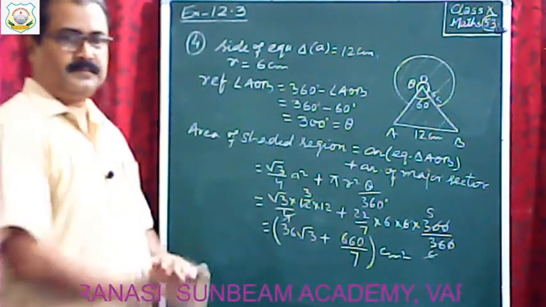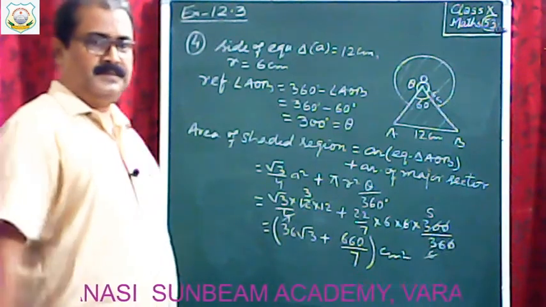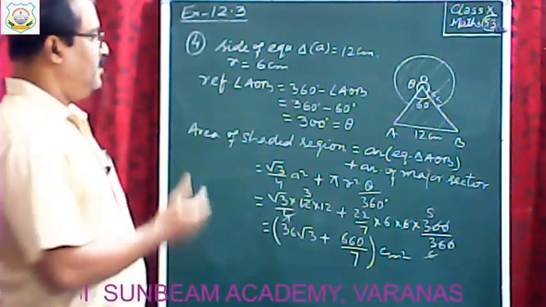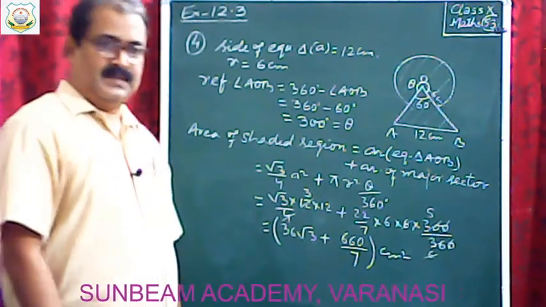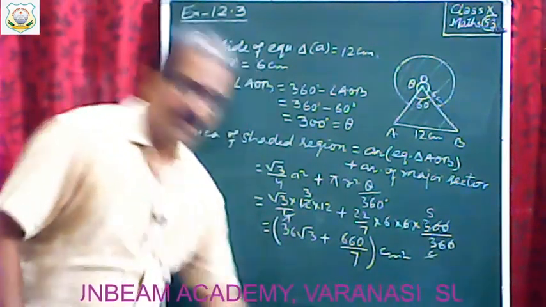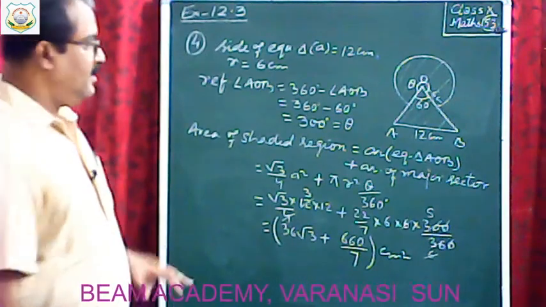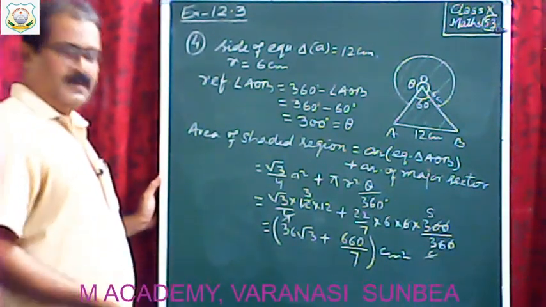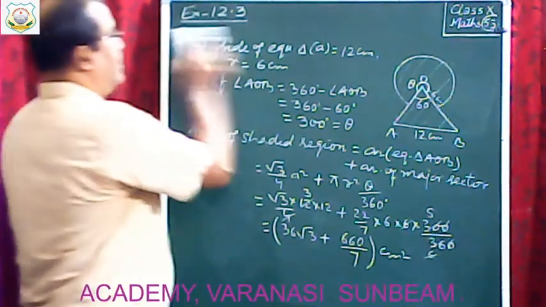Okay, so simple. You have to add both the areas of triangle and sector. We get the area of the shaded region. Whole figure is shaded. This much only now. Up to next. Done, everybody? Okay.